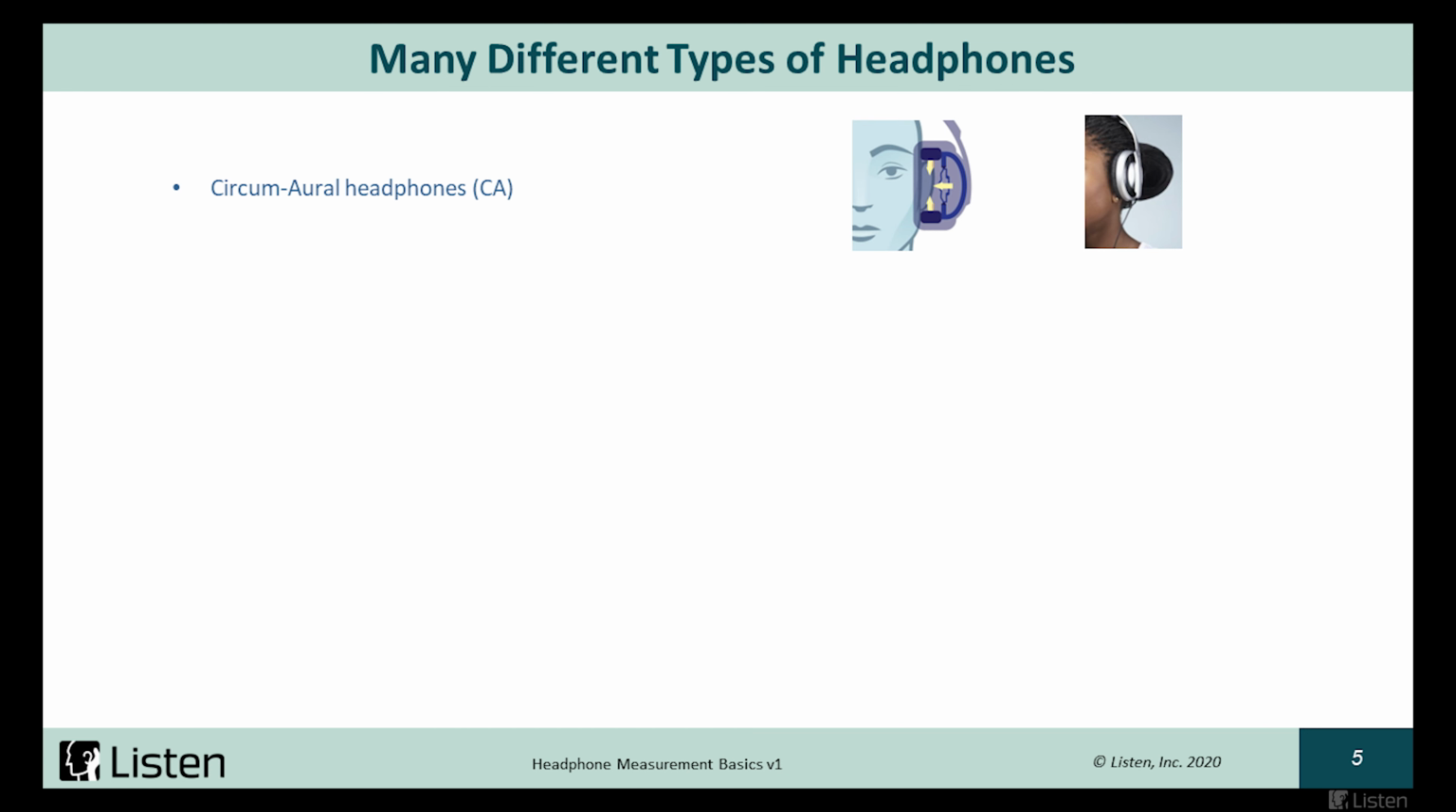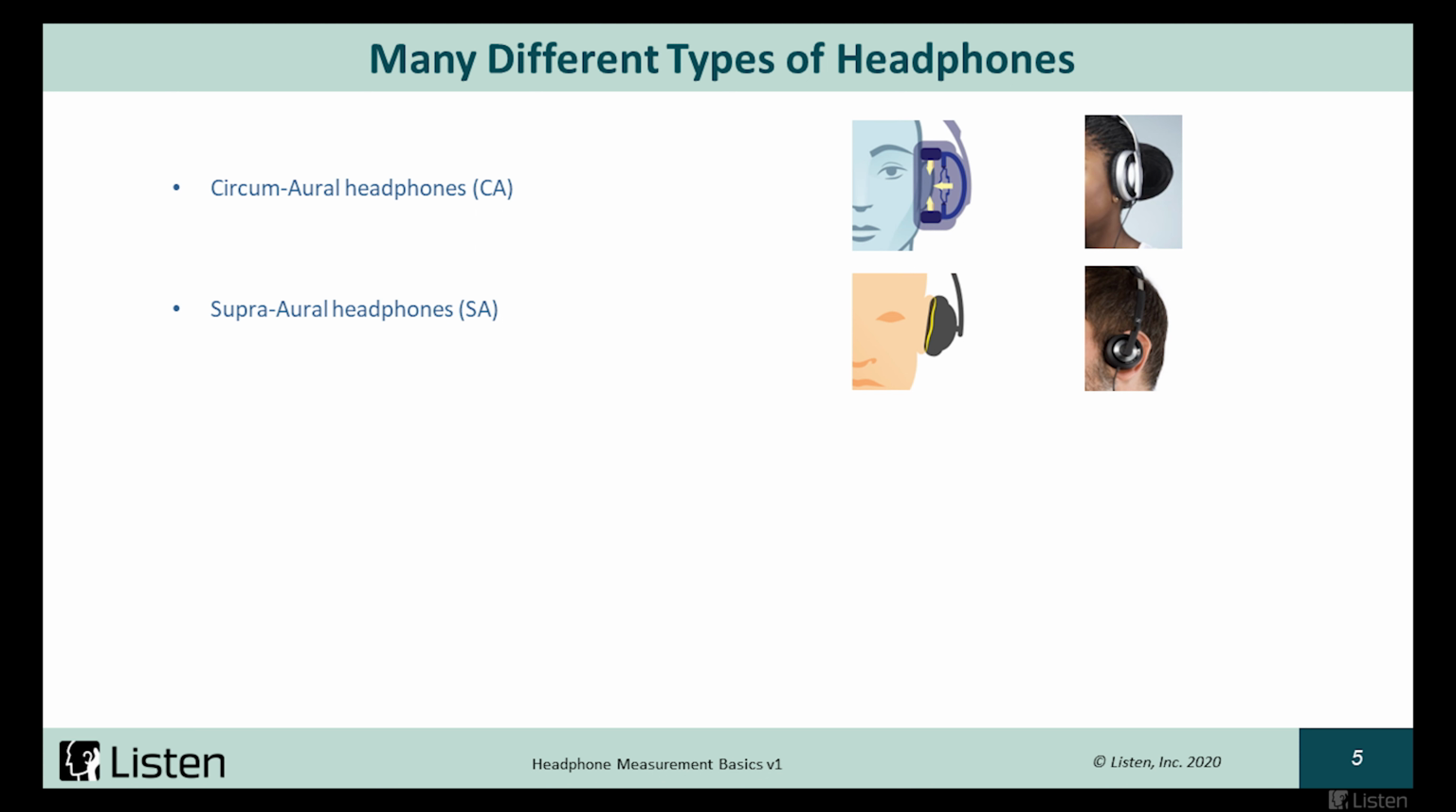Probably the most common, or at least the oldest design, is circumaural headphones, otherwise called over-the-ear. If they completely go over your ear and cover your pinna and get a good seal, you should get a good bass response and also isolate some of the background noise.